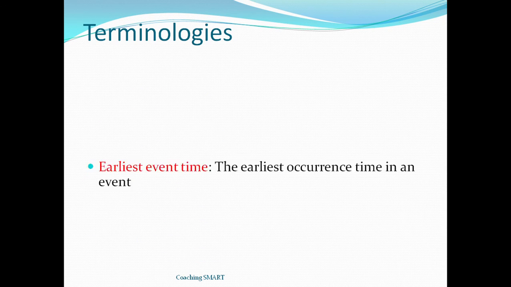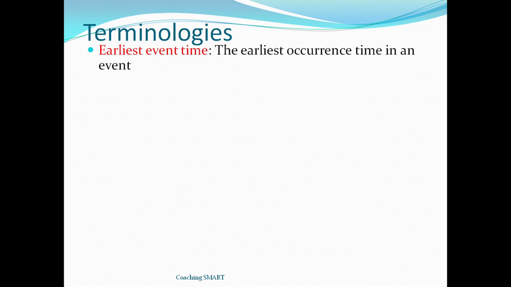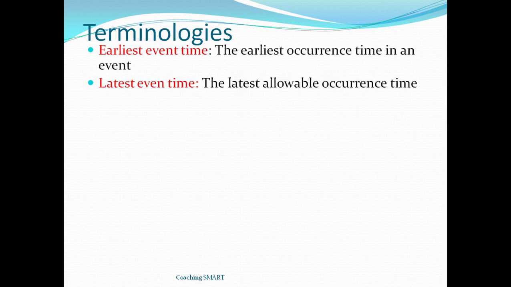Terminologies. Earliest event time, the earliest occurring time of an event. Latest event time, the latest allowable occurrence time. Now the symbol for earliest event time is capital T, small e. The latest event time is capital T and small l.